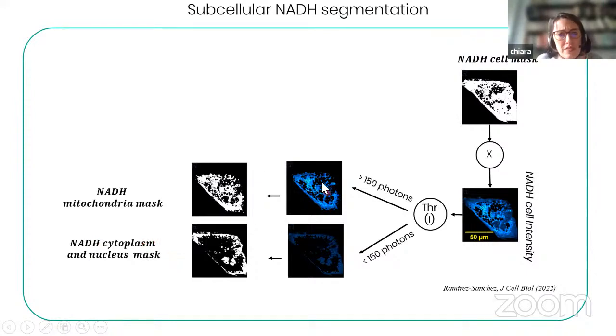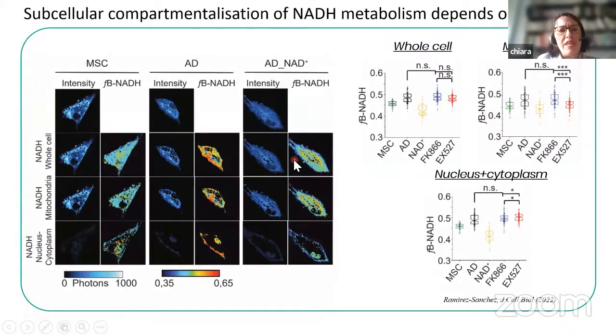By using this subcellular NADH segmentation, we can show that the subcellular compartmentalization of NADH actually depends on the cell state. Here, at day 8 of development, if we compare the controls to the inhibition, we don't see any difference overall. But in mitochondria or in nuclear and cytoplasm, we see a difference. So we have a compartmentalization, and different things are happening at the metabolic level in different compartments.